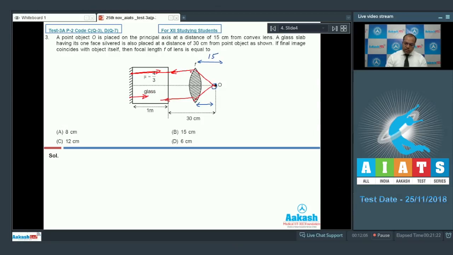So again they follow the same path and meet at point O, so the final image will form at point O. So we can say that the object must be kept at the focal length of the lens. So the focal length of the lens in this case would be 15 cm. So the correct answer for question number 3 is option B. Let's move to question number 4.